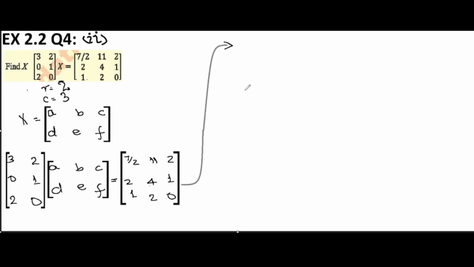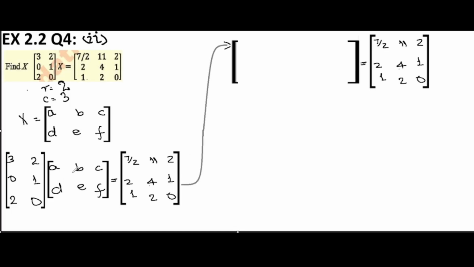The first matrix is 3, 0, 2, 2, 1, 0. Now we know the matrix X, so we are going to put it over here: A, D, B, E, C, and F. And this last matrix is this one. We are going to write it as it is: 7, 2, 2, 1, 11, 4, 2, 2, 1, 0. Now we are going to multiply these matrices together.